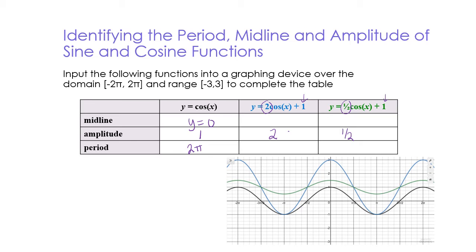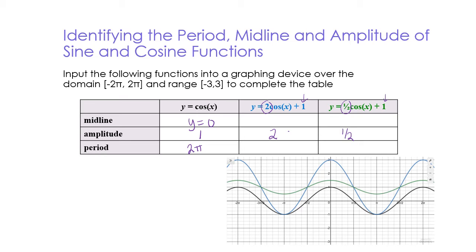So input the following functions into a graphing device over the domain and this range to complete the table. So I have them down here. This is me doing it in Desmos, so you have a screenshot of it. But again, I really recommend you pause this video right now and do this yourself and answer these questions, just because it will really help you understand these shifts and what's happening here.